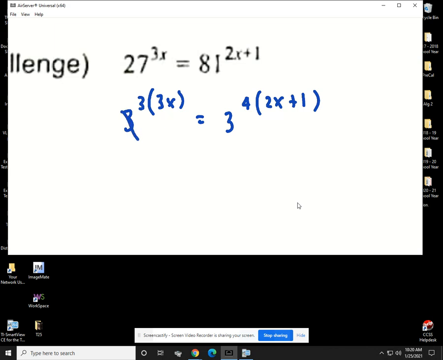We drop them all. What is 3 times 3x on the left side? 9x. And then on the right side, what's 4 times 2x? And then what's 4 times positive 1? So you distribute that and get 8x plus 4. And this is actually pretty simple. Don't we just subtract 8x? What's 9x minus 8x? It's x, 1x, or x equals 4. And that's it. That's all there is to it.